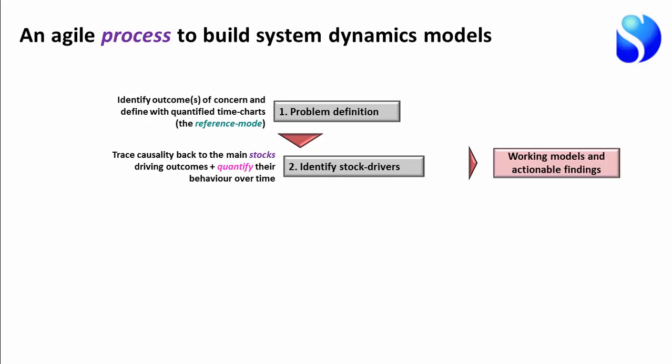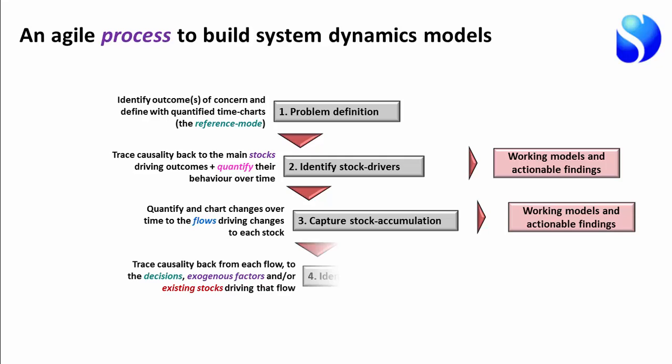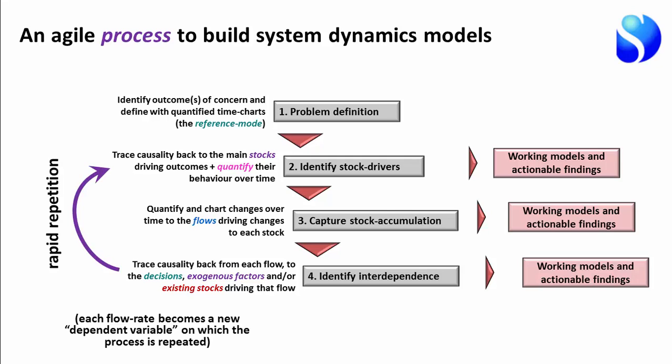Quantify and chart those changes over time to the flows, capture the stock accumulation, and you end up with a working model and actionable findings from that as well. And trace the causality back from each flow to the decisions, exogenous factors or existing stocks that are driving the flows. More working models, more actionable findings. And because each flow rate becomes a new dependent variable you're trying to explain, you simply go back around the loop and do it again, and do it again, until you run out of things that you can't explain.